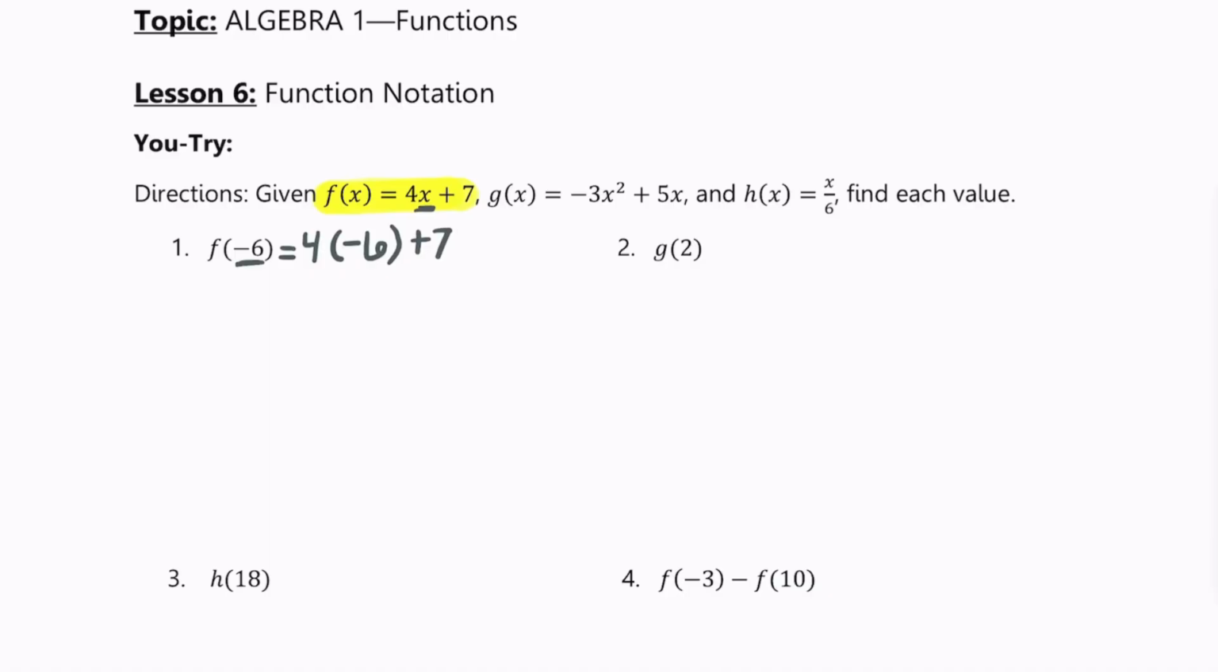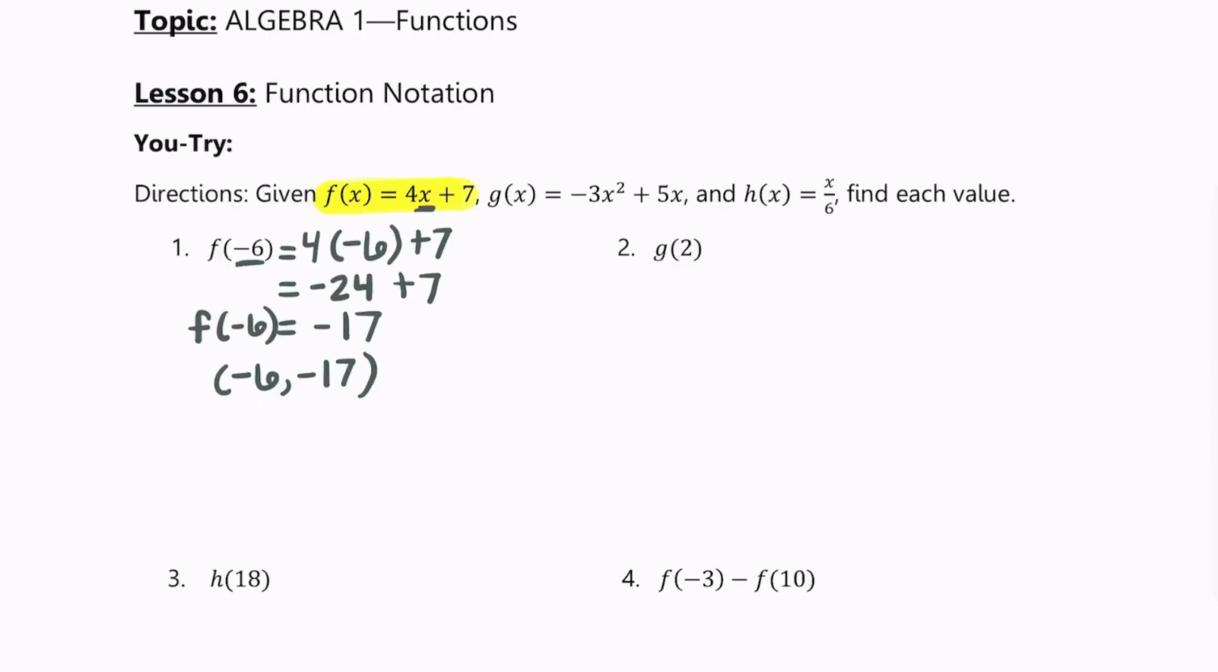From there, we're just doing order of operations, your PEMDAS, and you're going to simplify that down to a singular number. So 4 times -6, we have -24. Plus 7, that gives us -17. So what this is saying is that f of -6 is equal to -17. So we're saying the input to this function is -6, the x value. The output, f of x, the y value is -17. So that would be the point, -6, -17.